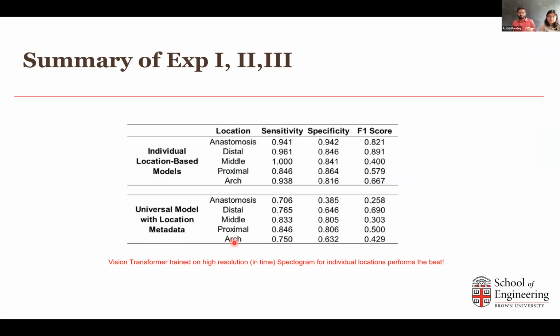So, the overall summary which we discussed from experiments 1, 2, and 3. The overall idea is that the vision transformer trained on high resolution in time spectrogram for individual locations performs the best, as you can see from the sensitivity, specificity, and F1 score. So at all the locations, the individual location-based models are much better.